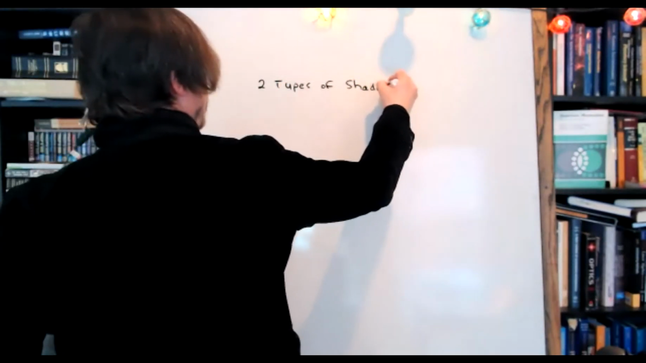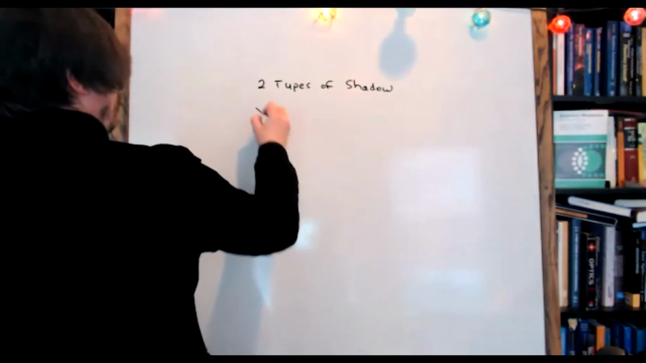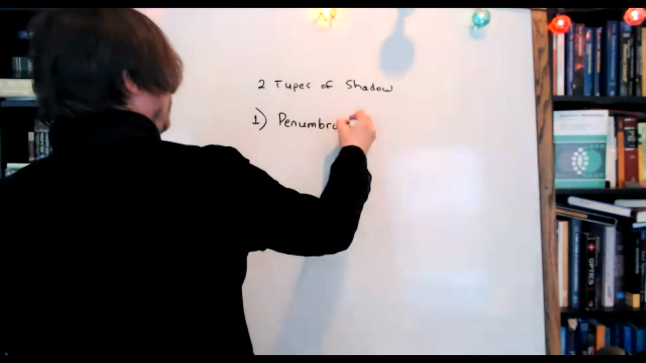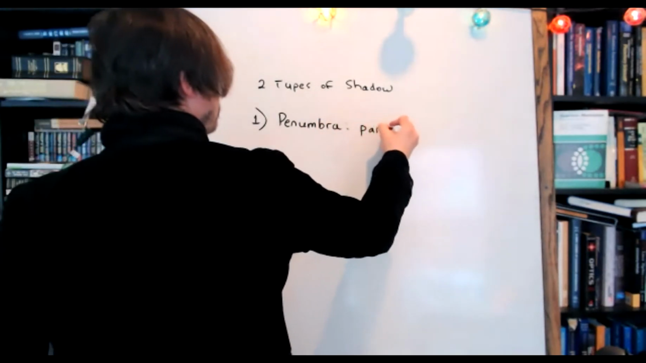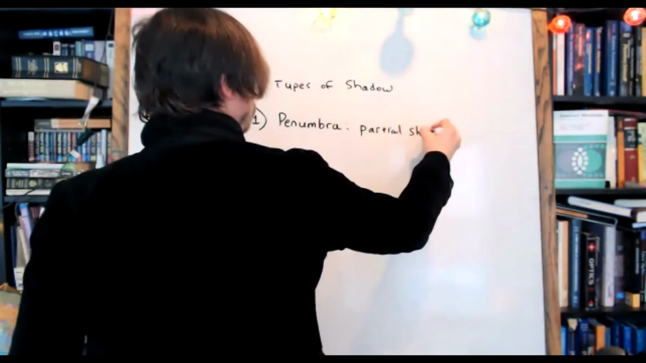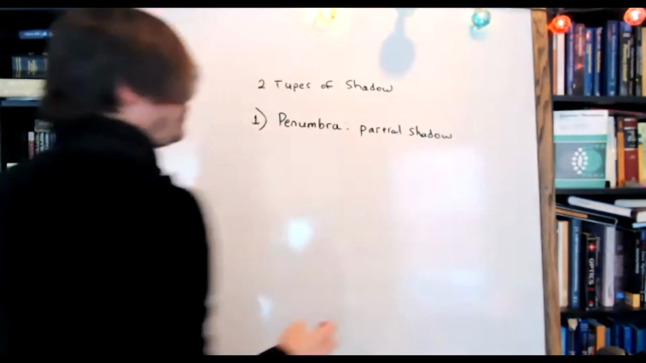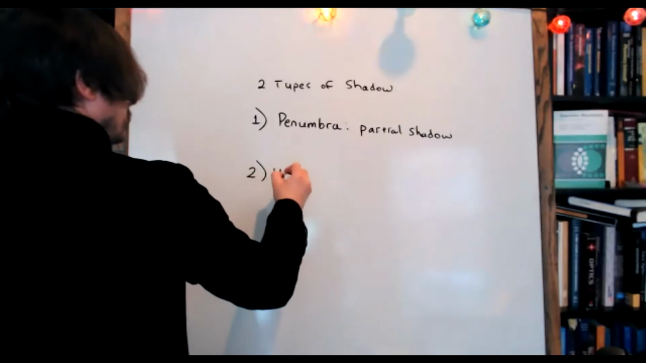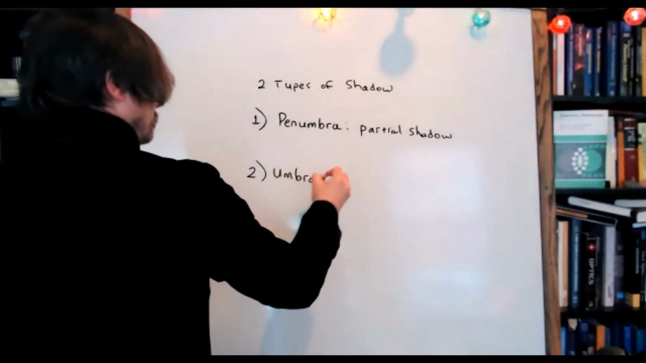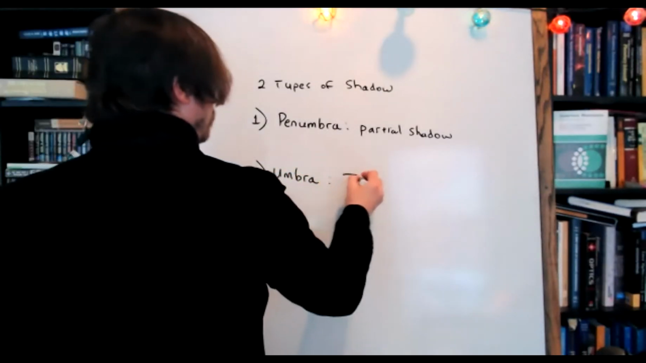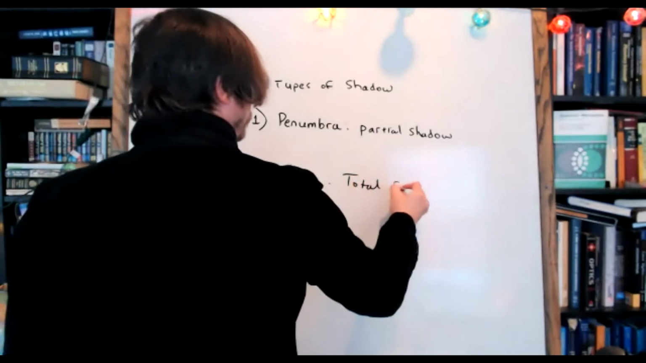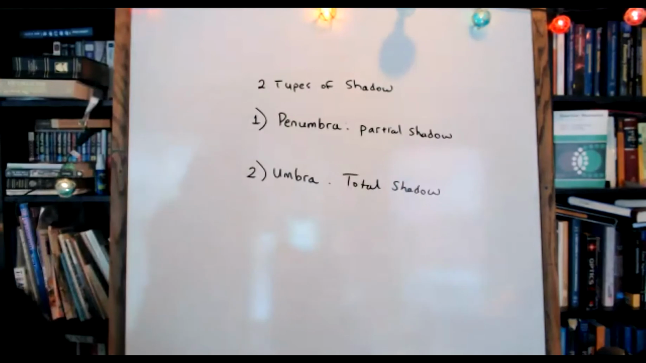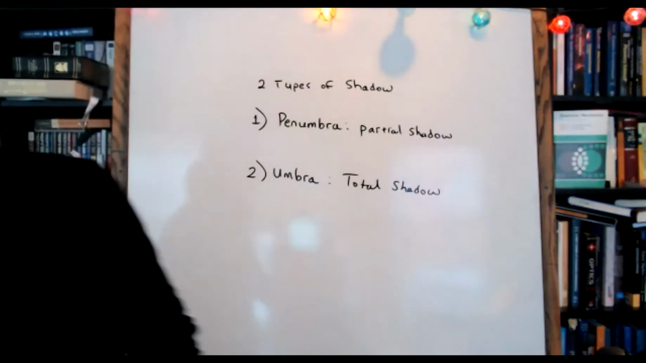Two types of shadow. One, there is the penumbra, which is a partial shadow. Second is an umbra, which is a total shadow. Sometimes you can even make these two types of shadow on a chalkboard.